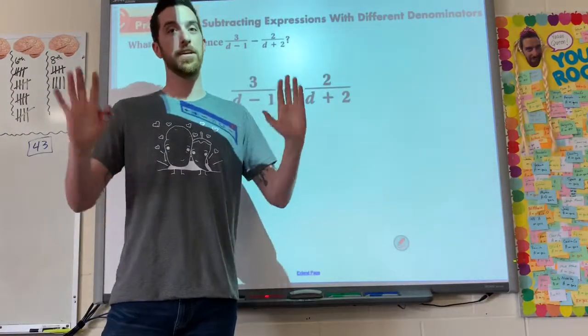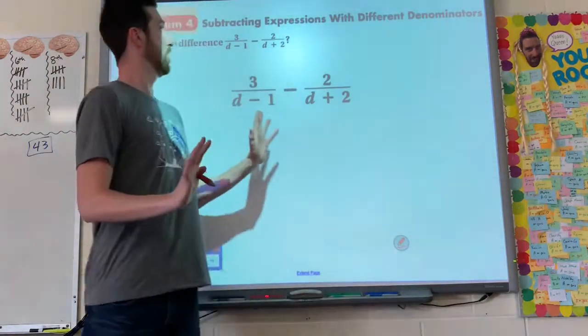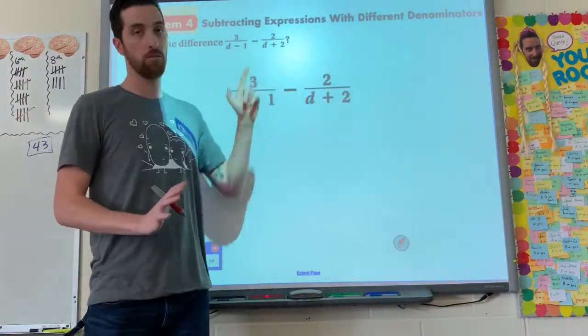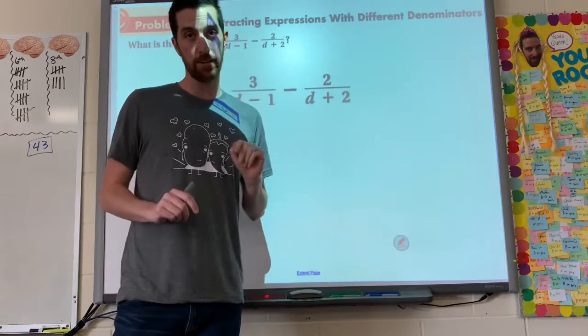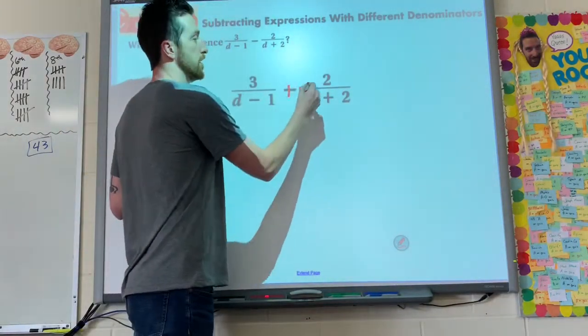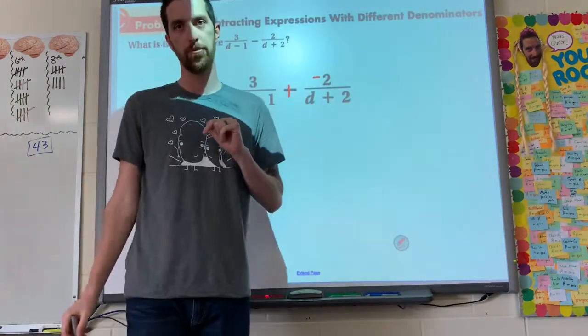This one terrifies me to my core. 3 over d minus 1 minus 2 over d plus 2. First thing I'm going to do is change that subtraction sign. I want to make this plus, and then I'll just make it -2 in the numerator.